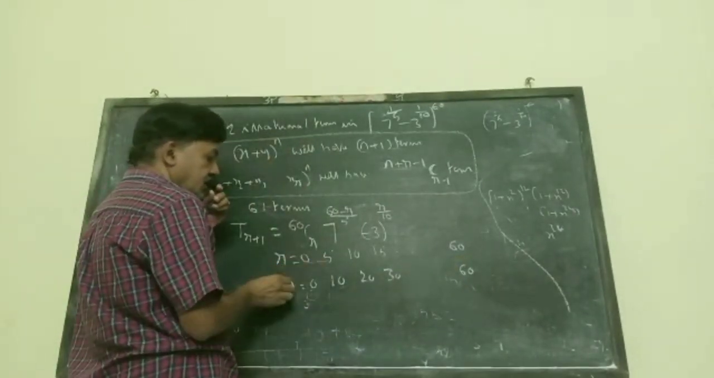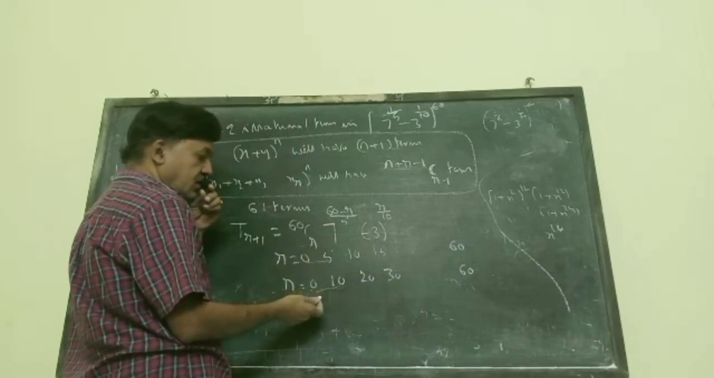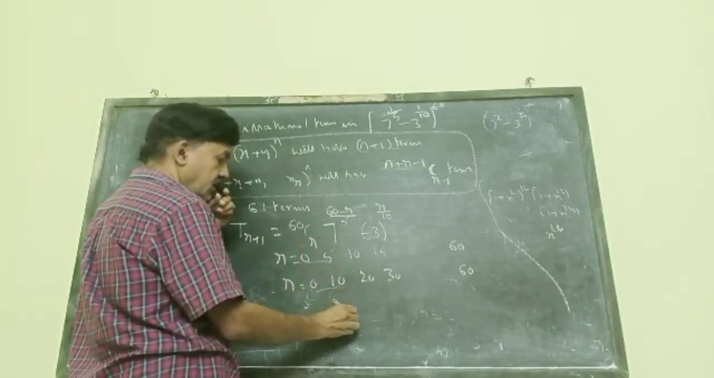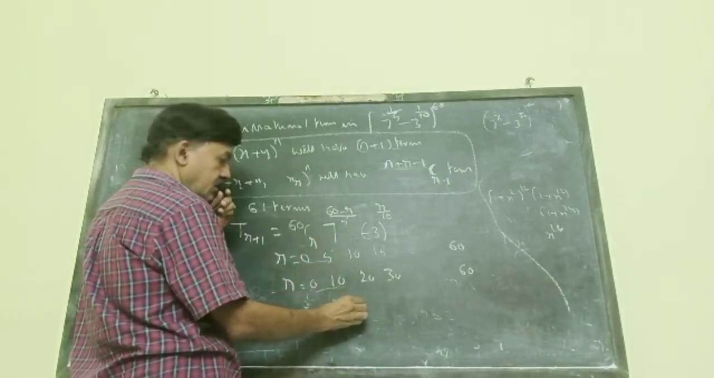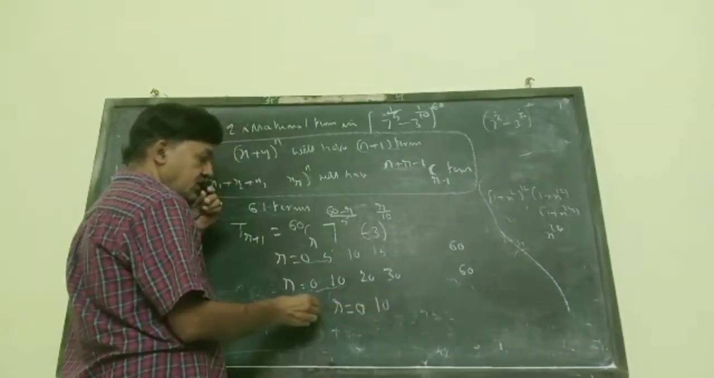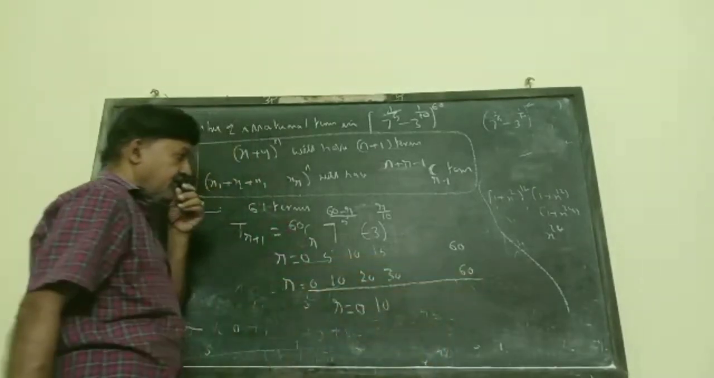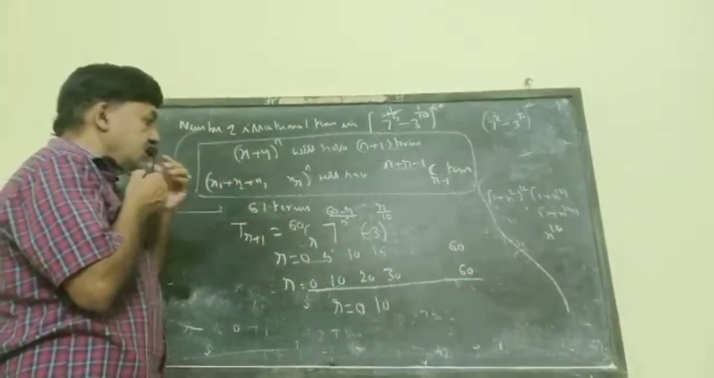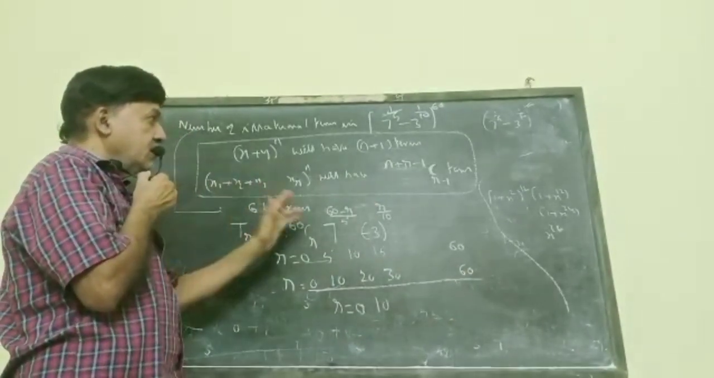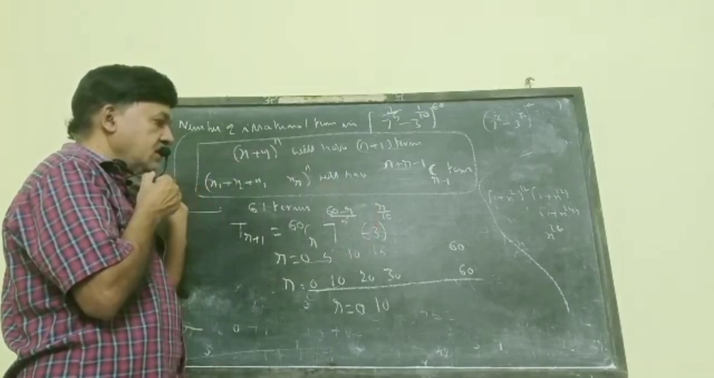Here the common difference is 5. Here the common difference is 10. The LCM is what? 10 only. So for the LCM of these two, the r value should range from here to here: 0, no problem. Next, what will we get? 10, right? That means for all these r values, this is an integer, and this is also an integer.